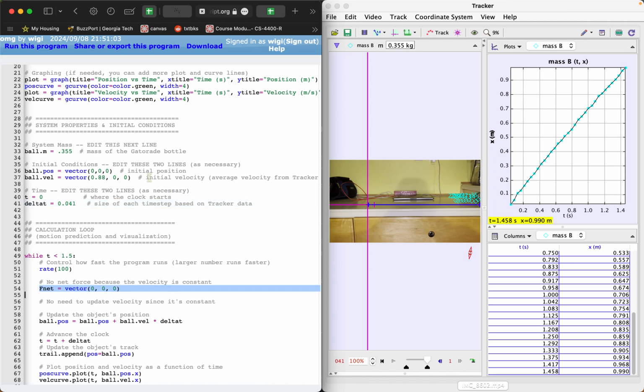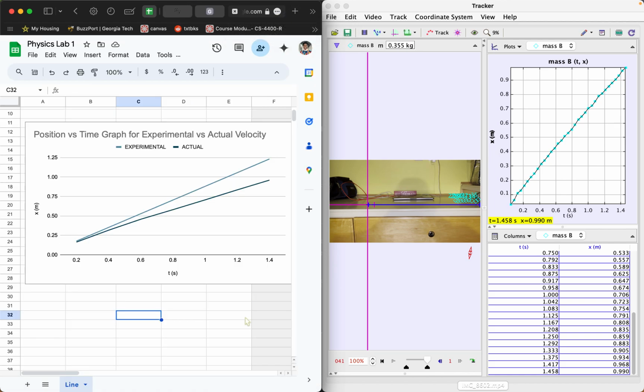So I plotted the observed data from Tracker and the predicted position versus time from the model on the same graph, which you can see right here. The predicted model, which assumed no external forces, showed a slightly higher velocity compared to the real-world data. This difference can be attributed to air resistance and friction, which slightly slowed down the real object. However, the overall match between the experimental data and the model was close, confirming that the motion was nearly constant.